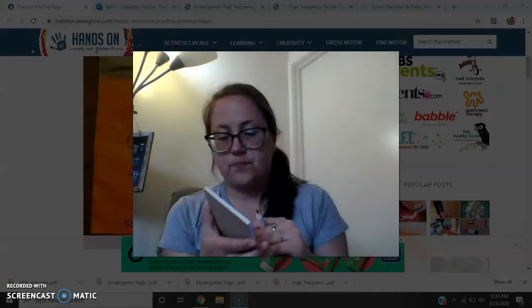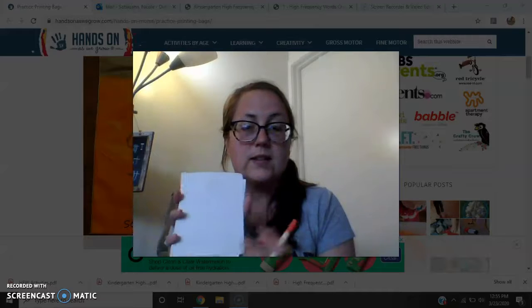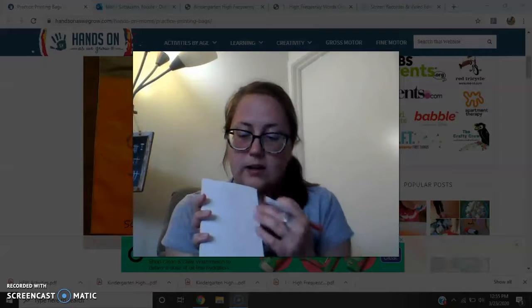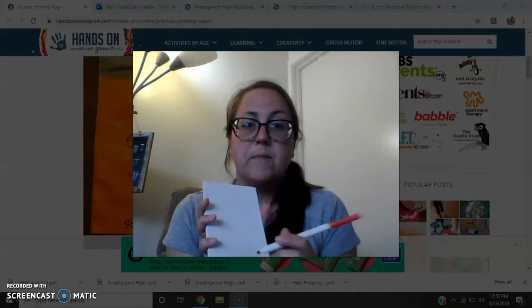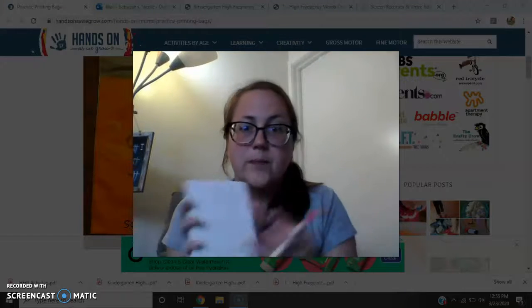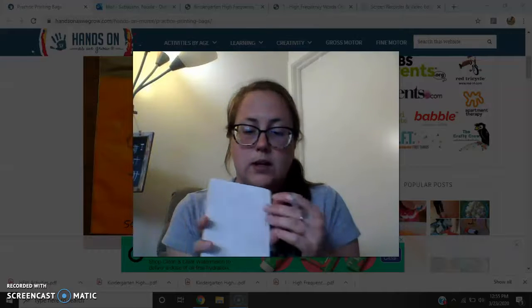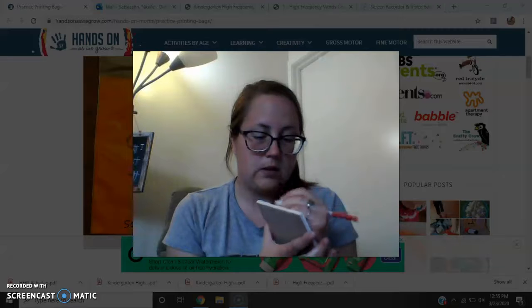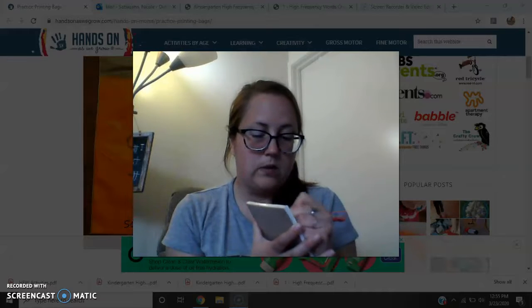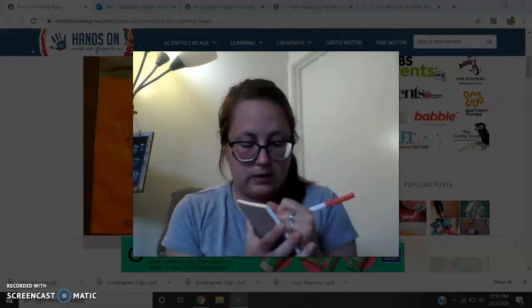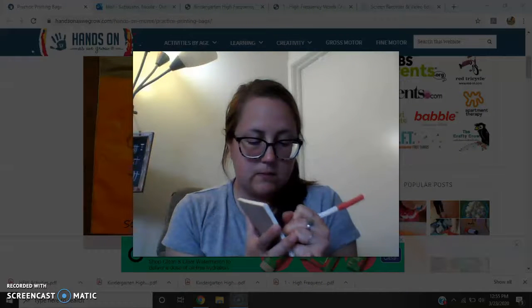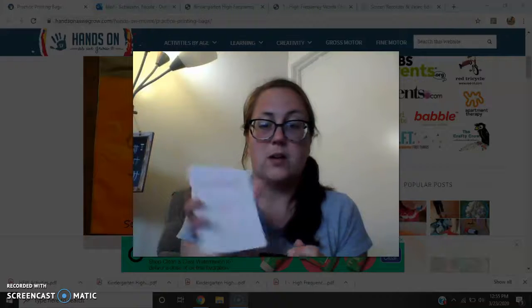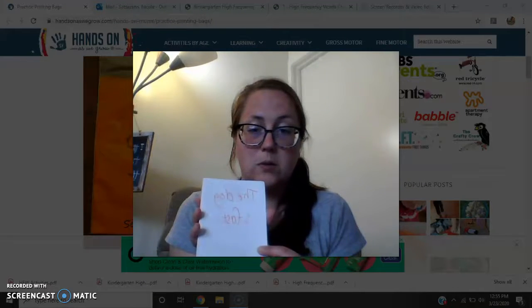On the back of the paper, they're going to write a sentence using that word. If you have a pencil at home, I encourage you to use a pencil, but if not, pen or marker, they'll work. Okay? So if you are writing a sentence using the word the, I'm going to say, the dog is fast. The dog is fast. Alright, so there's a sentence that uses that word.